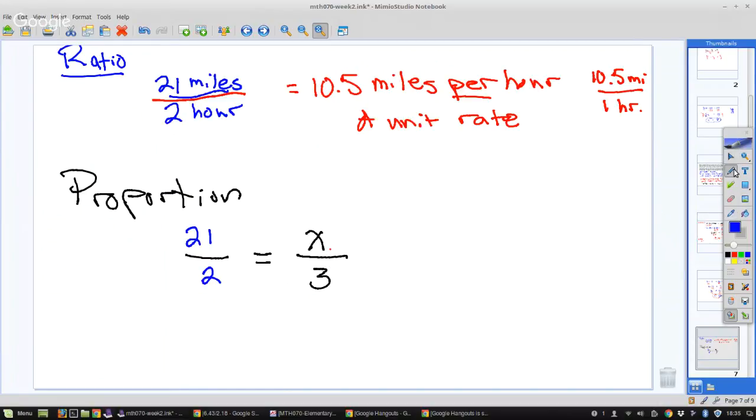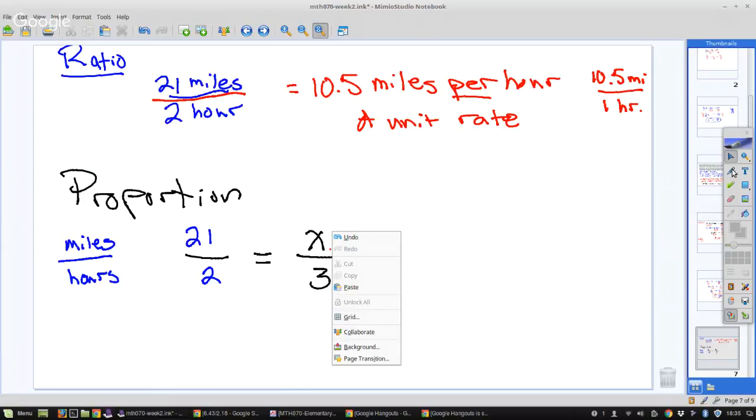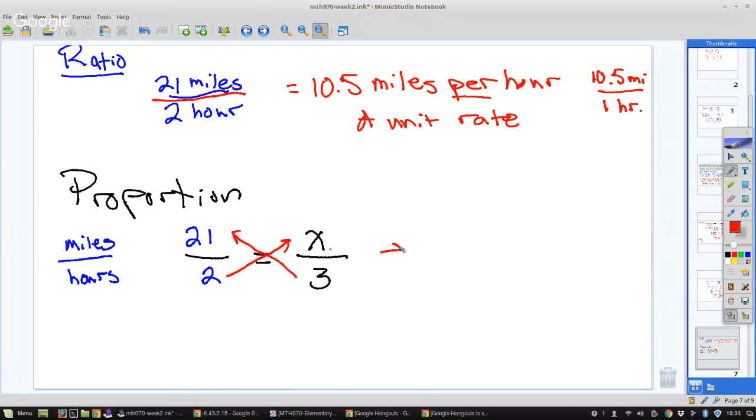So in this case, my numerators represent measurements in miles, and my denominators represent measurements in hours. So I'm trying to find out how many miles can I ride in 3 hours. The standard procedure or algorithm for solving a proportion is to cross multiply. So what we do is we take that 2 and multiply it by the x. We take the 3 and multiply it by the 21. That gives me a new equation that looks like this.